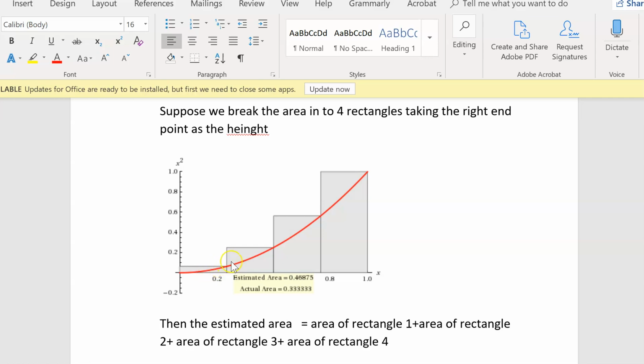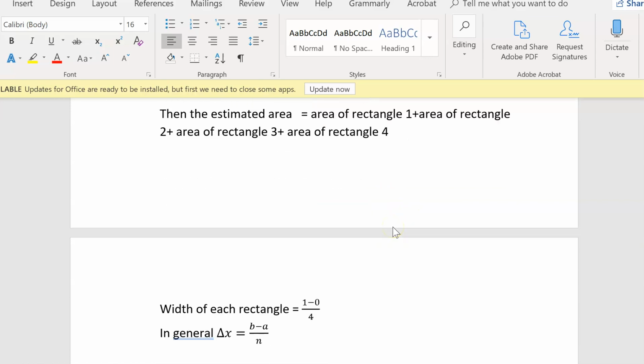The red line is a function, so this is the y coordinate of the function at that point, and that is the height of the rectangle. Likewise here, the y coordinate of the function is this, and that is the height of the rectangle. Then the y coordinate is that, at the right endpoint, and that's the height of the rectangle, and the y coordinate here is like that, and that's how we create the rectangles. When you sum the areas of these four rectangles, that's called a right sum, because we are considering the right endpoints.